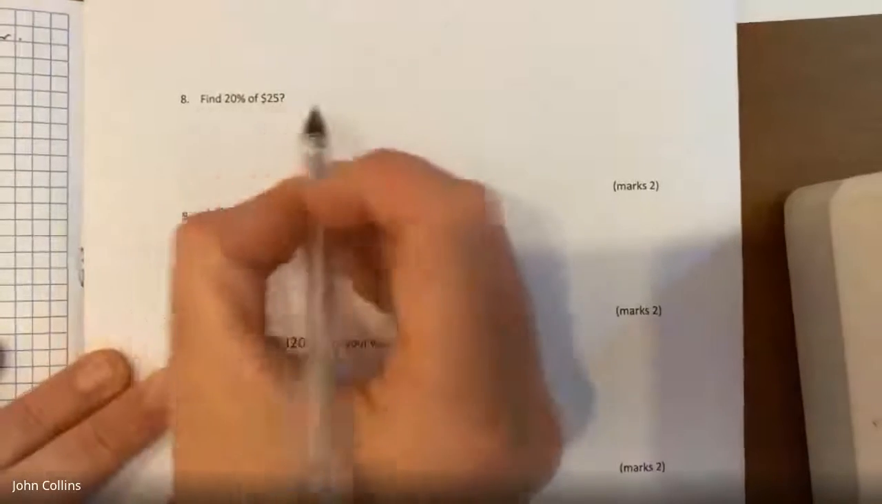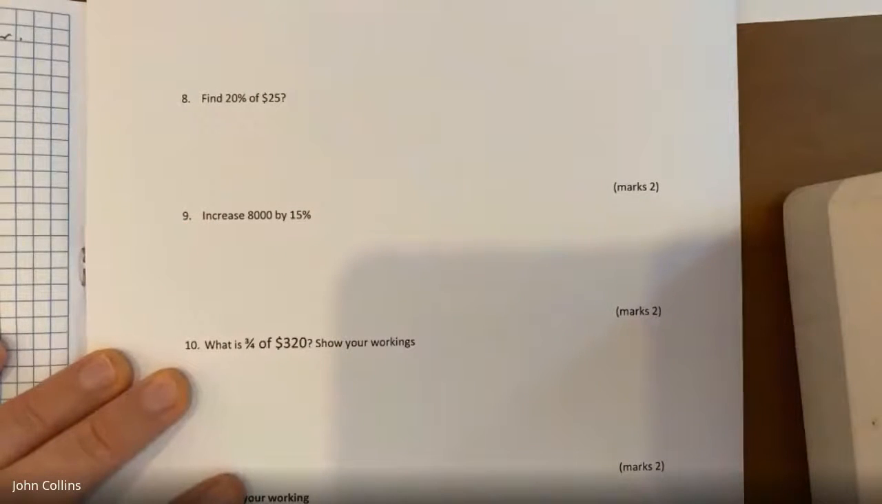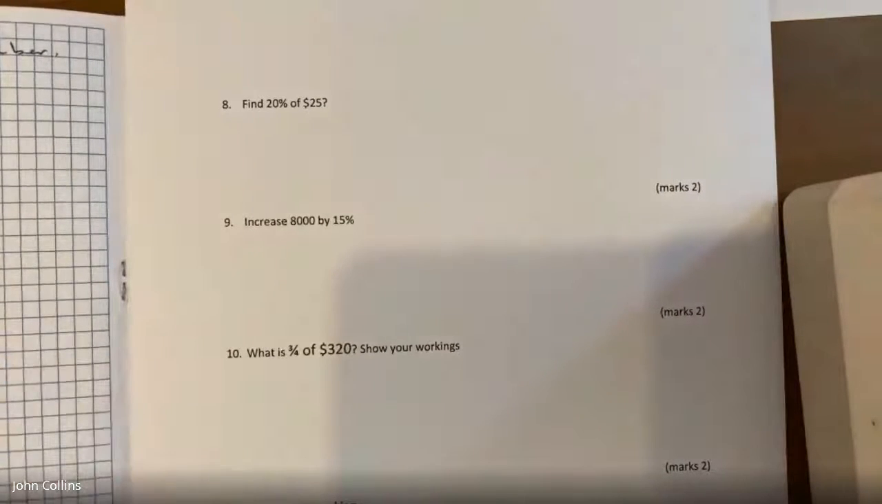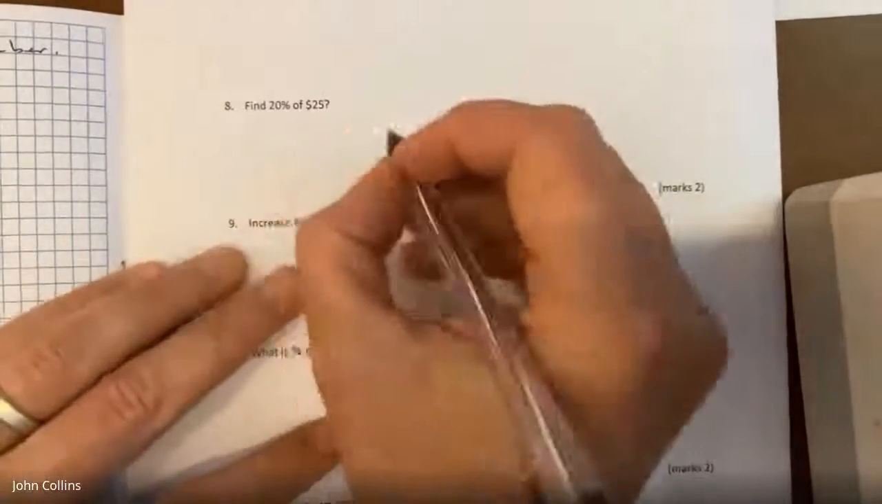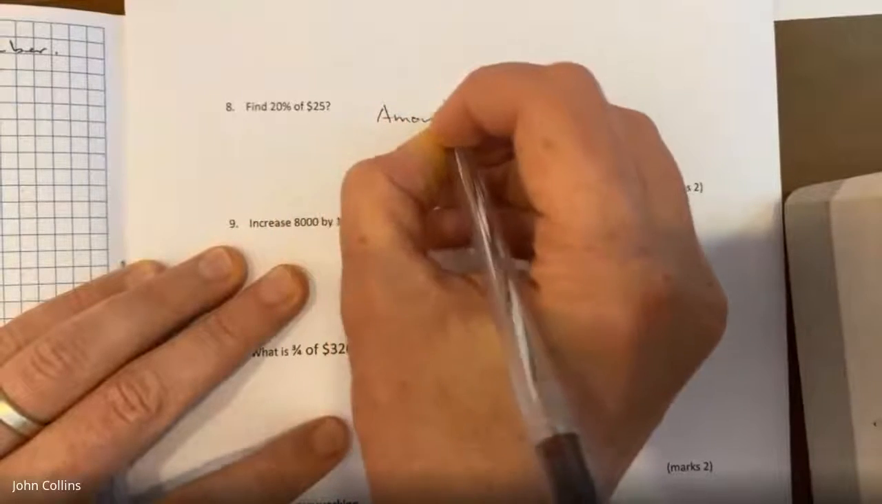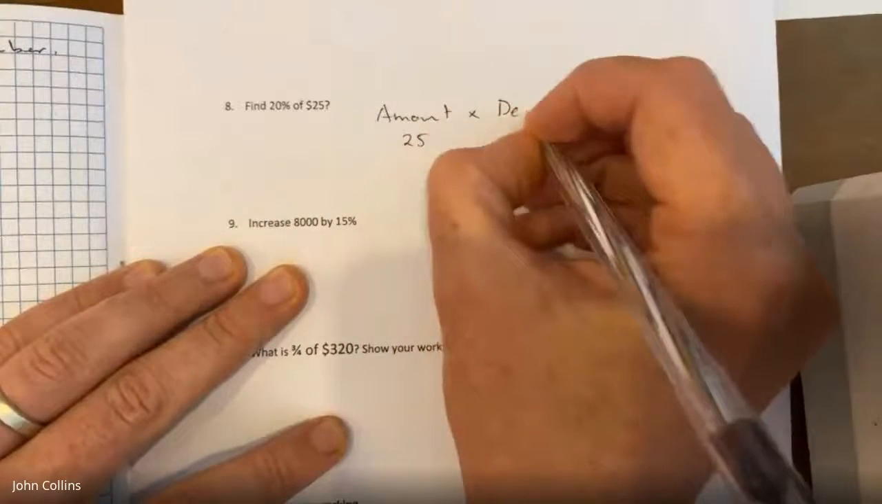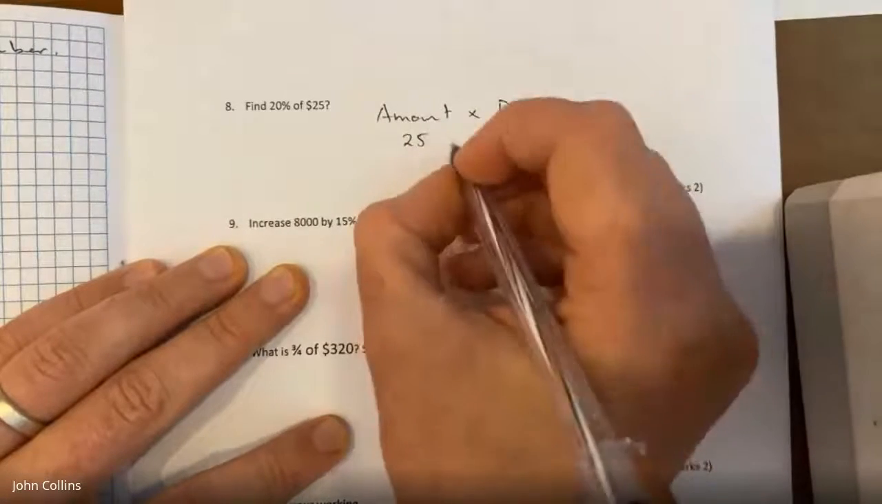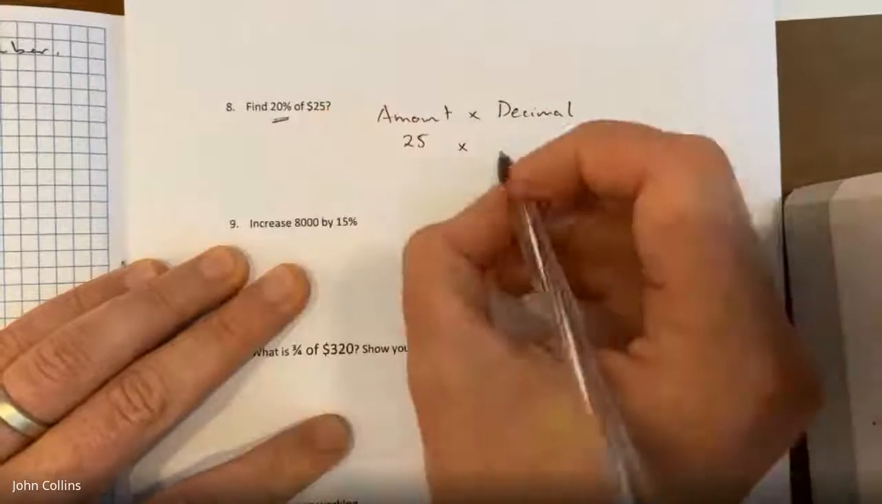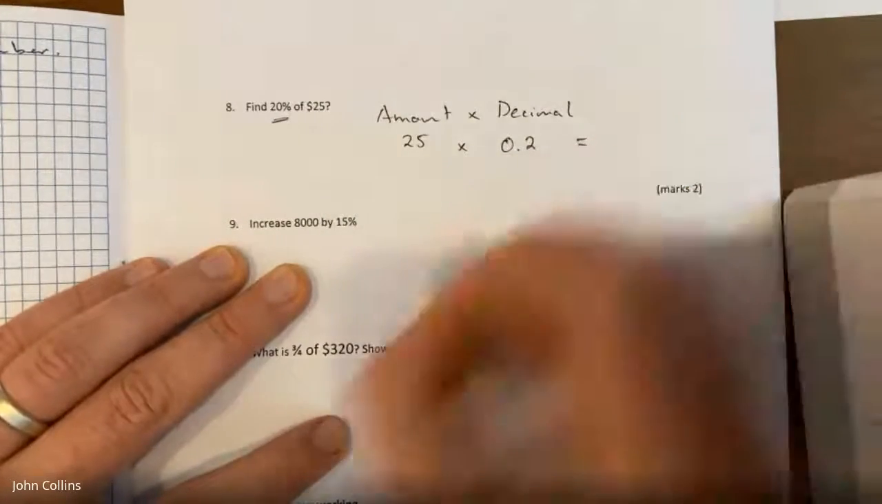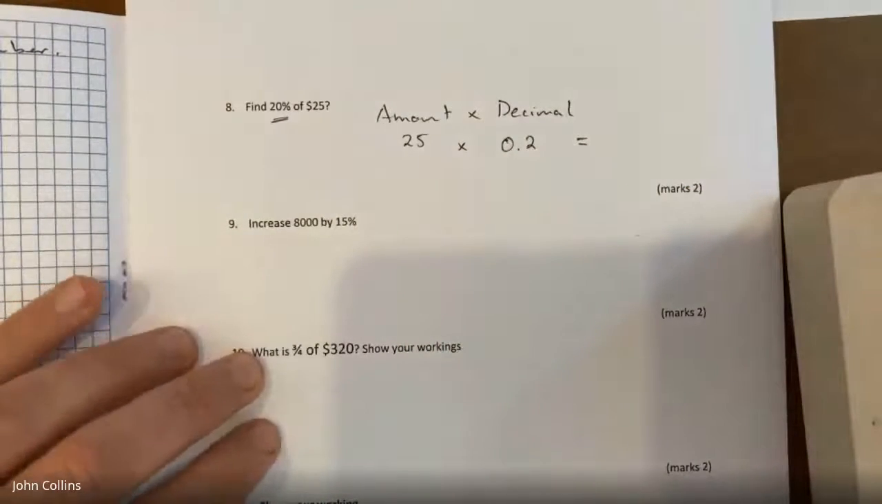All right, finding 20% of $25. Well, as I said, for percentages, you're allowed to use a calculator as long as you say what you've typed into the calculator. That's okay. So if you use the calculator, you can always just do the amount, $25, multiplied by the decimal. So multiplied by the decimal of 20% is 0.2, 0.20. And if you want, you can just type that into the calculator.